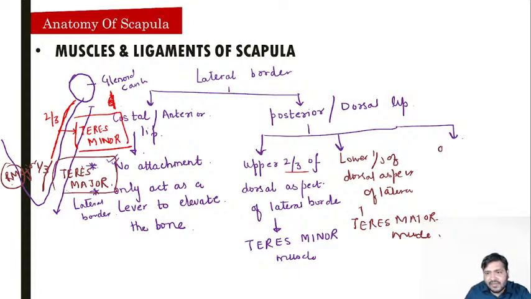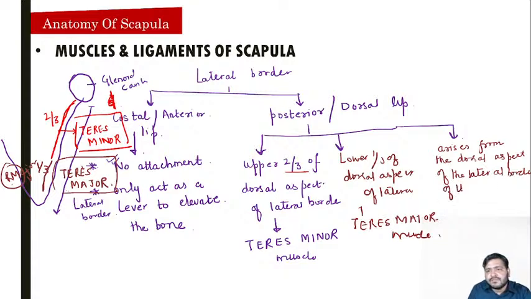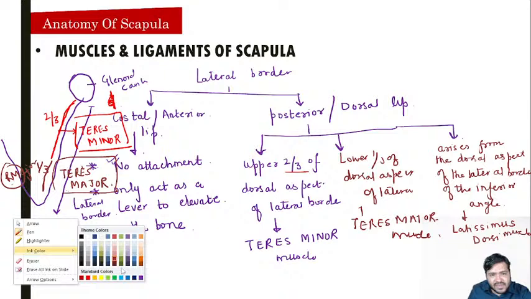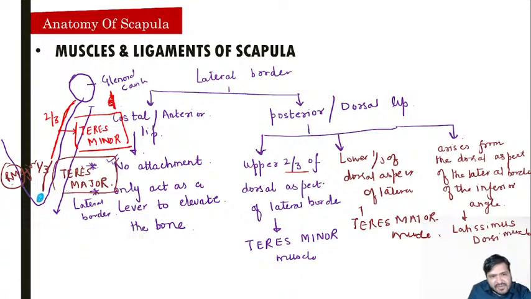that arises from the dorsal aspect of the lateral border of the inferior angle, and remember it is the latissimus dorsi muscle. Inferior angle तुम लोगों को पता है नीचे की तरफ होता है, so it is very much closer over here and you will find a muscle over here, that is the latissimus dorsi muscle.